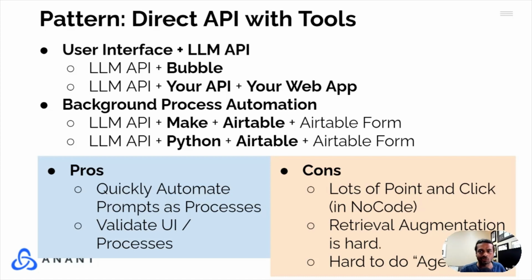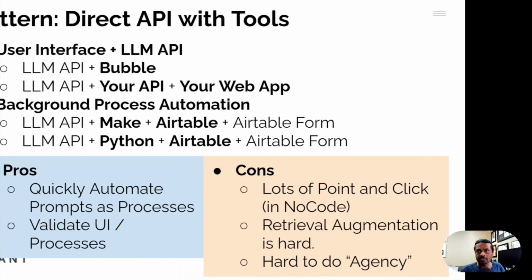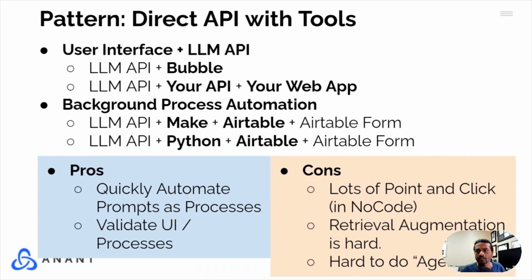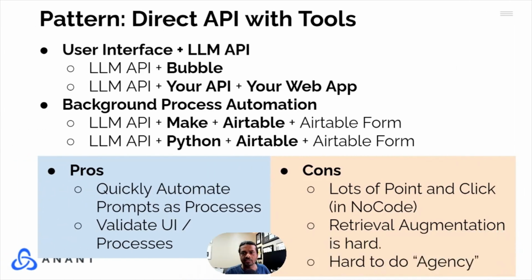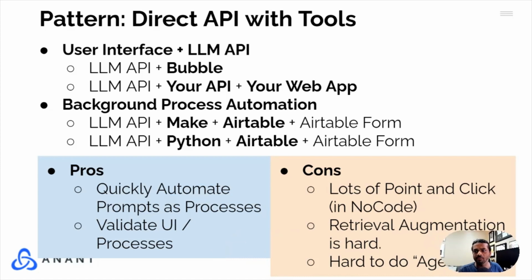Cons in no code is that you're doing lots of point and click. And then retrieval augmentation is hard in here. You could do it, but it's hard, right? And another thing, I don't know if you can see it, is that it's hard to do what's called agency. An agency is it acting on its own, right? So that's kind of hard inside just doing it yourself. That's why people have built these frameworks in the first place.